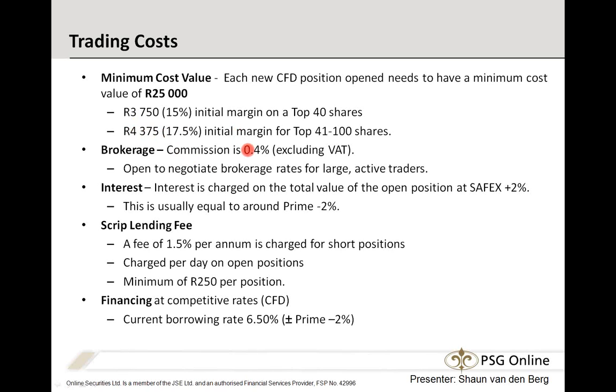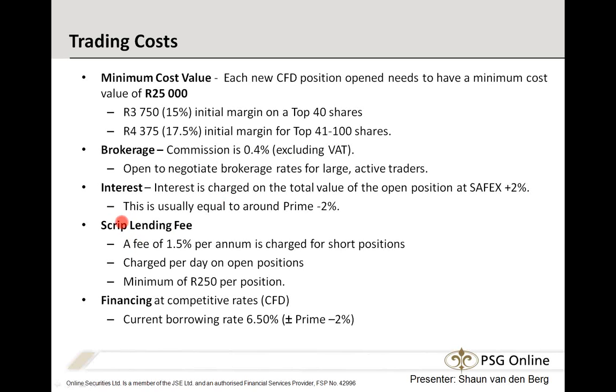Brokerage is exactly the same as single stock futures, 0.4% plus VAT. Those are the only costs involved. Financing is charged on a daily basis. It works on what they call prime less 2%. Prime's about 8.5 now. So you'll be charged about 6.5% per annum to have that 100% exposure.